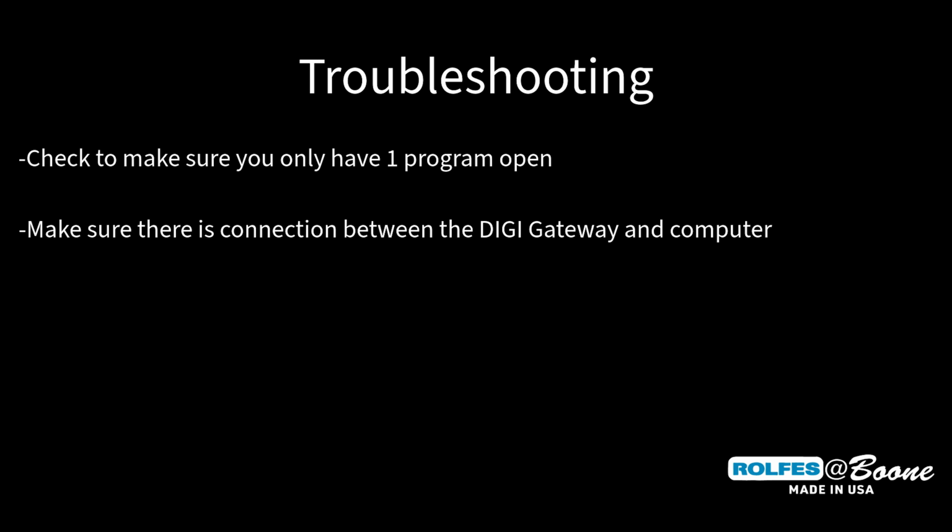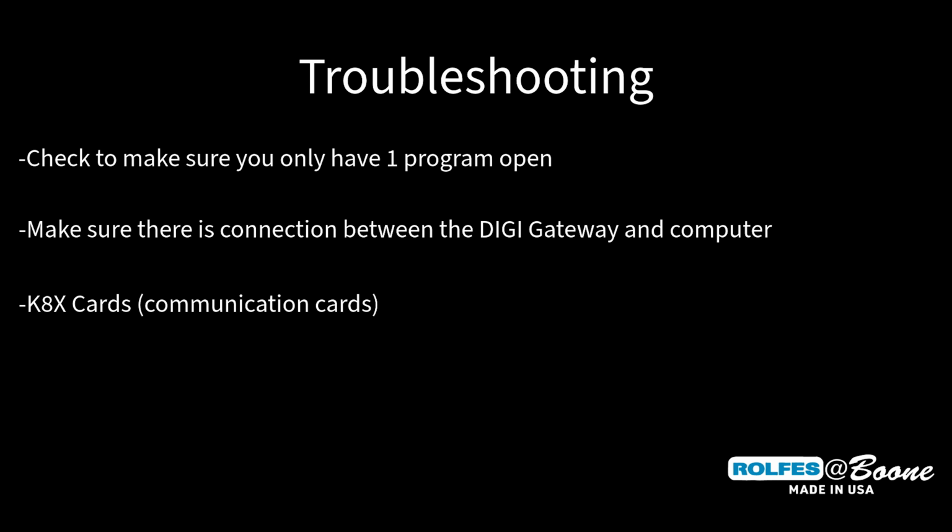If the gateway is communicating correctly, then you should see an OK in the status box. If the gateway is not communicating with the PC, please refer to the Digi Gateway section in this video for steps on how to make sure the IP address is correct on the gateway itself.